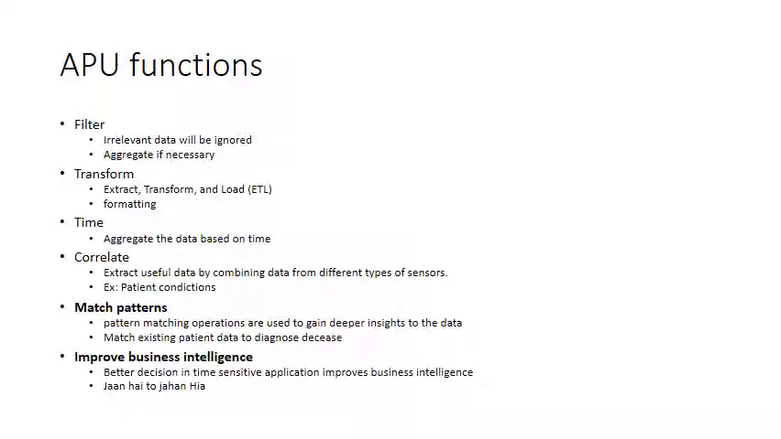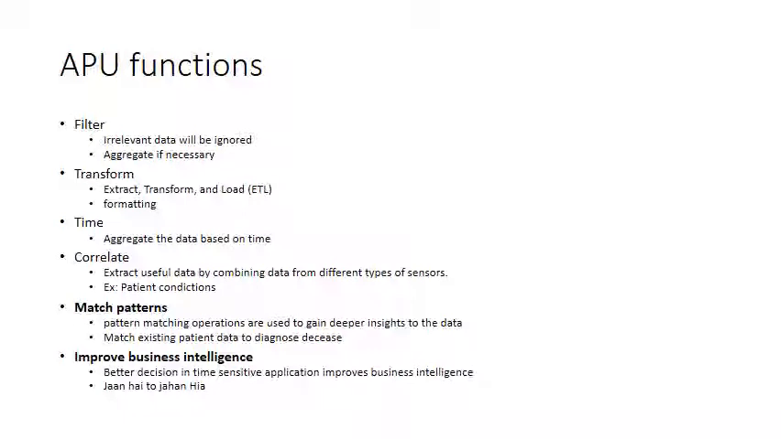Then the other function is we have to aggregate the data based on time. What that means is, in one application, in one aircraft engine, there are so many sensors. Continuously these sensors send data to the master node or controller. It's very difficult to take the data from these sensors and send it directly to the analysis. Before that, we need some formatting that aggregates the data based on time.